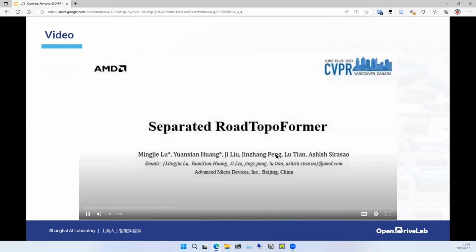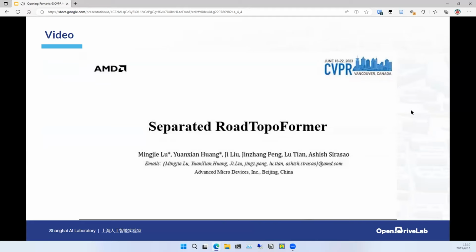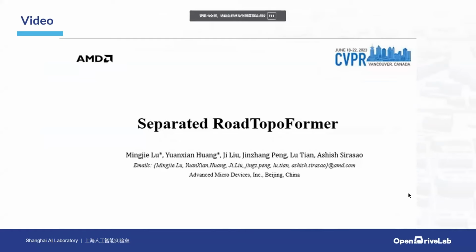Hello. Welcome to the CVPR 2023 workshop and share our solution. The name of our method is called Separated Lane Top Performance. In this video, we will introduce the details of our method.